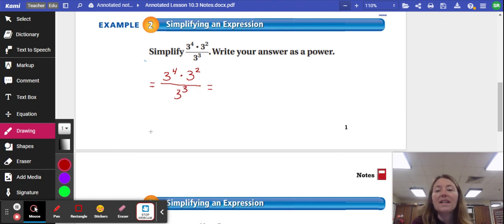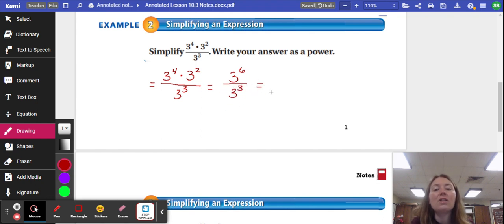Okay, and I see here that I can use that quotient property that we learned about, but I need to do something before I can use that. I need to simplify what's in my numerator. In my numerator, I have a product, 3 to the 4th power times 3 squared. So that's a product of powers, and those powers have the same base. They both have base 3. I know the rule says I can add their exponents. So this becomes 3, and the exponents will be 4 plus 2. So it's 3 to the 6th power over 3 cubed.